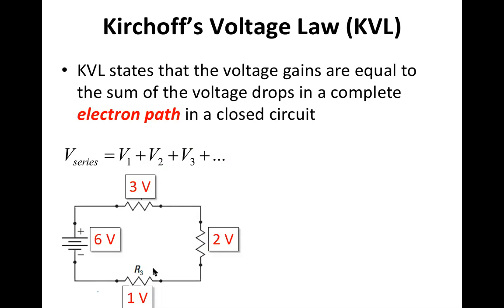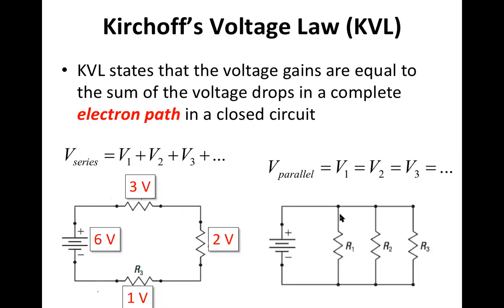So this is a very simple circuit. This equation only applies if it's a simple circuit, where all connections are series. For all connections being parallel, we have this other equation. Notice it's not plus, it's equals. So there are 3 possible electron paths, 1, 2, and 3.